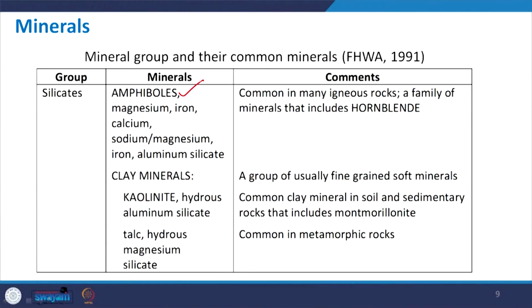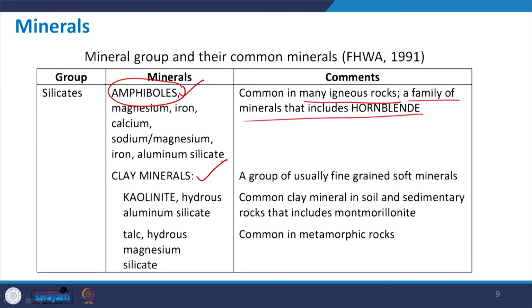Then the next one is amphiboles, a most commonly occurring mineral. It is common in many igneous rocks. This is a family of minerals that includes hornblende. So once I discuss all these mineral groups and the rocks, I will show you some pictures related to these minerals and rocks, and then you will be able to connect this discussion with those pictures.